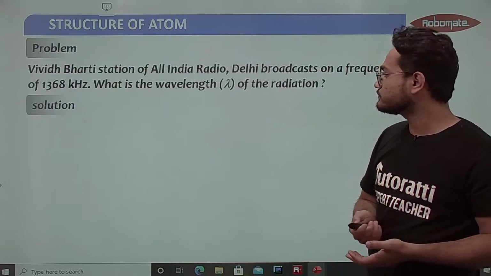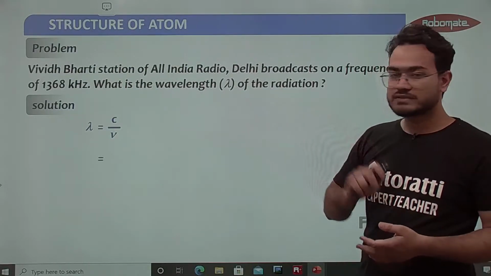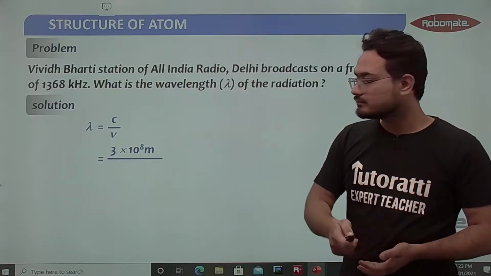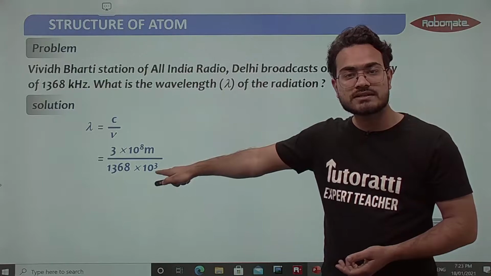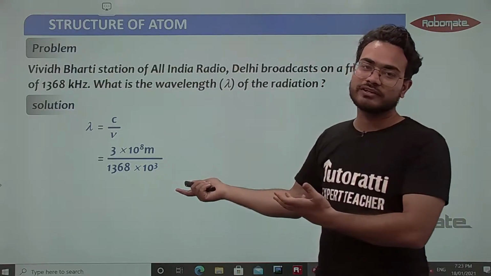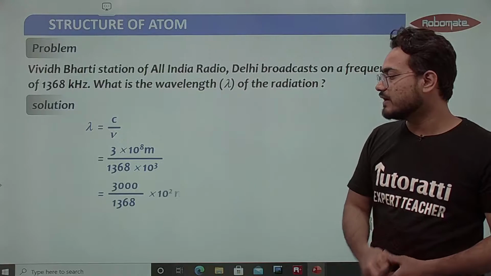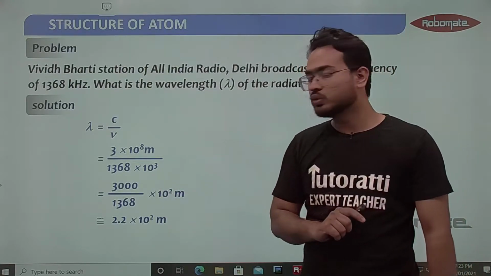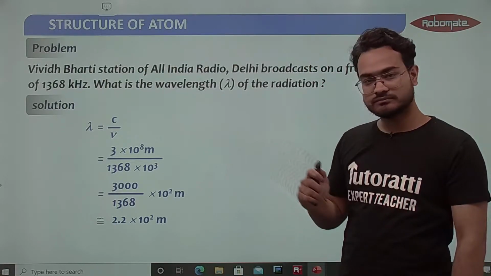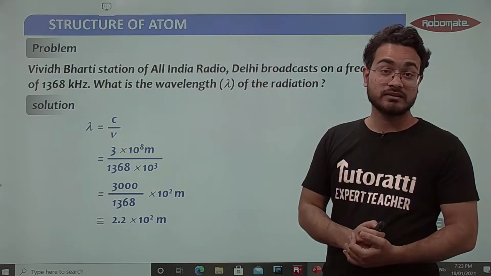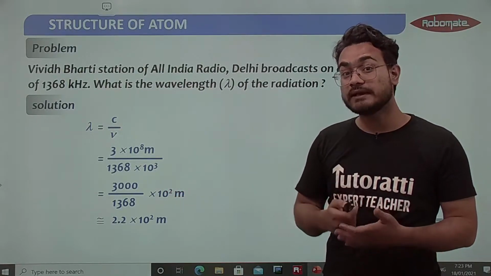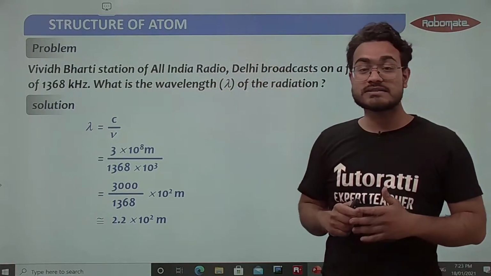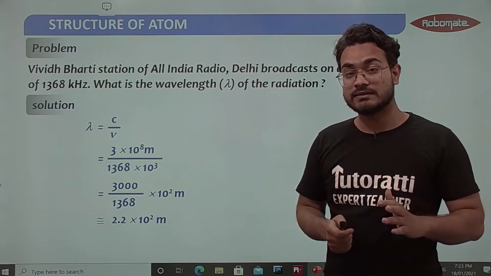Here, look at this. Lambda is C upon nu. This is 3 into 10 to the power 8 meter, and the frequency is 1368 into 10 to the power 3. Just divide it and you will get the value, approximately 2.2 into 10 to the power 2 meter. Wavelength 2.2 into 10 to the power 2 meter, which is quite a large wavelength. So the All India Radio broadcasts at a very large wavelength.